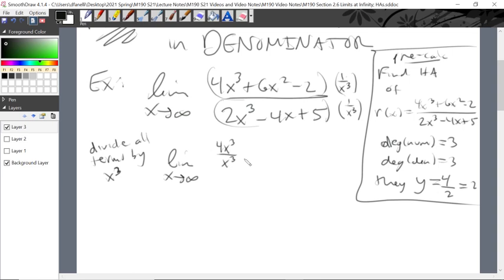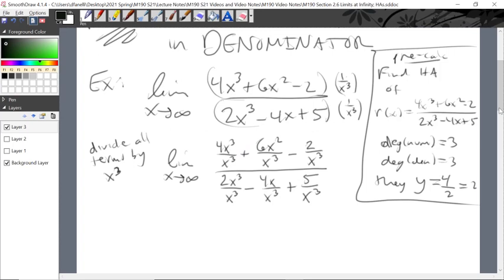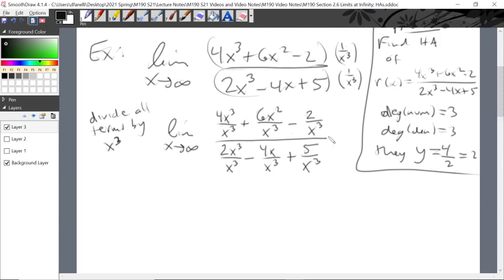4x cubed over x cubed plus 6x squared over x cubed minus 2 over x cubed. And the denominator, we're going to have 2x cubed over x cubed minus 4x over x cubed plus 5 over x cubed. All right. Now, you don't have to write every single one of these terms like this, but I do expect to see the following.